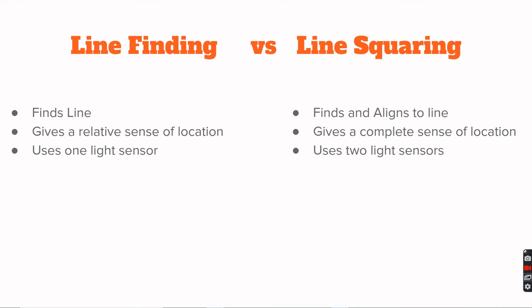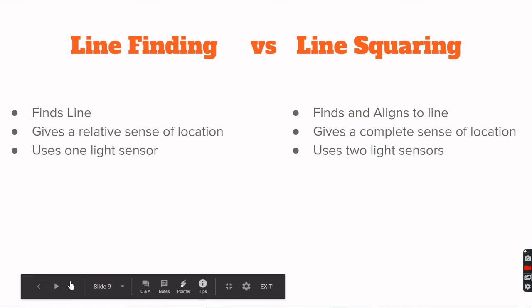On the other hand, line squaring finds and aligns to the line, meaning it aligns perpendicular to the line. And line squaring gives a complete sense of location because you're perpendicular to the line and you know where the line is. So you know you're perpendicular to the line and your light sensors are on the line, so you know the complete exact location. However, line squaring requires two light sensors, and if you don't have two light sensors, you cannot perform line squaring, because a line requires 2 points and each sensor acts as a point.